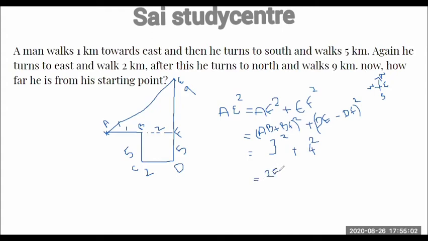So we want to get what our AE is now. So AE is nothing but the square root of the value we have received. So it is nothing but the square root of 25. What is the square root of 25? 5. So we can say that from the starting position, the man is standing at 5 kilometers. So from the initial position to the position where he stands now, the distance is 5 kilometers.